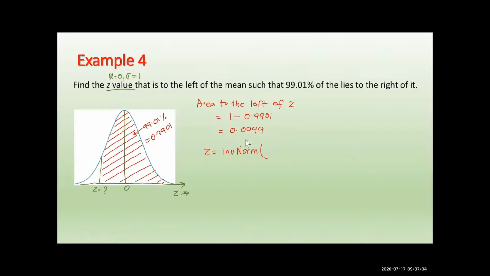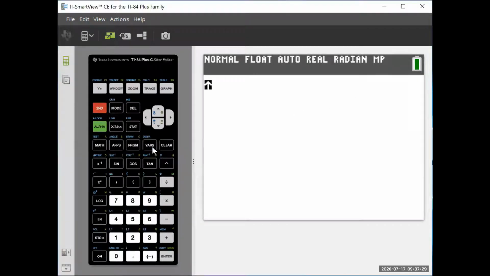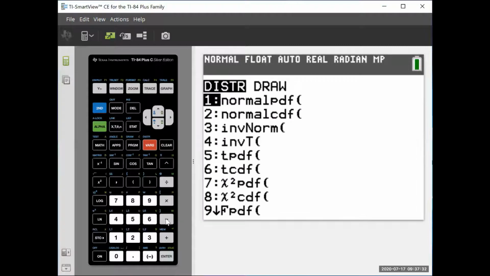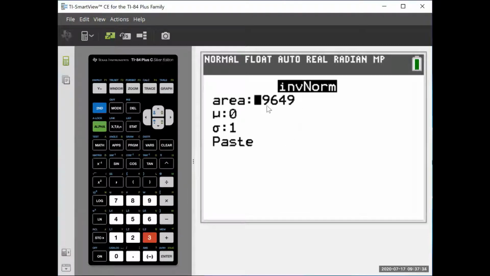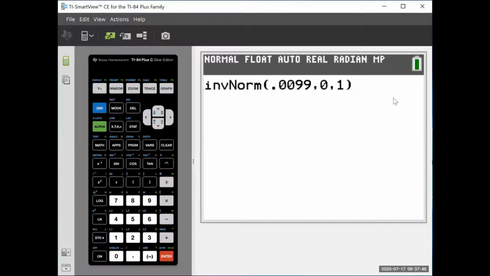Okay, inverse normal. Area is 0.0099. Then your mean is 0. Standard deviation is 1. So we are going to type that in our calculator. In the TI-84 calculator, we go to second, then vars, and then number 3. And here we type the area, which is 0.0099. Mean is 0, standard deviation is 1. Paste that in the main screen, we got that.